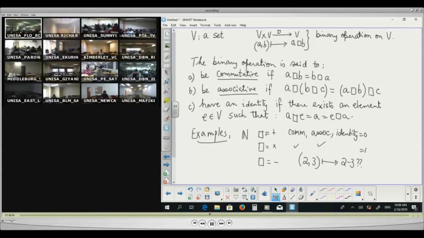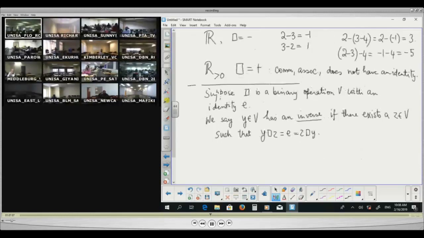But if I take this example, say, if I take the integers, and I take my binary operation to be addition, it is commutative, associative, and it has negatives, inverses, right? It has inverse. So, every element has inverse.